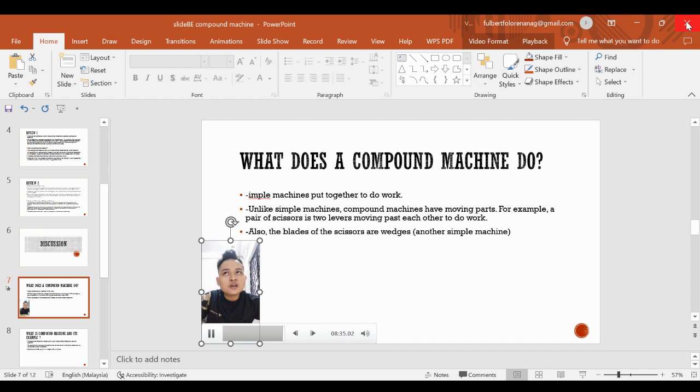When using a compound machine, a person can exert less force to accomplish the task since the compound machine will provide the remaining force. Compound machines make it easier for us to do heavy work.